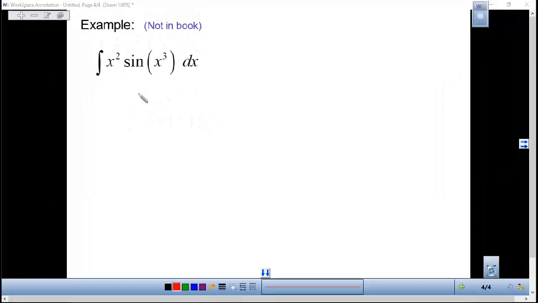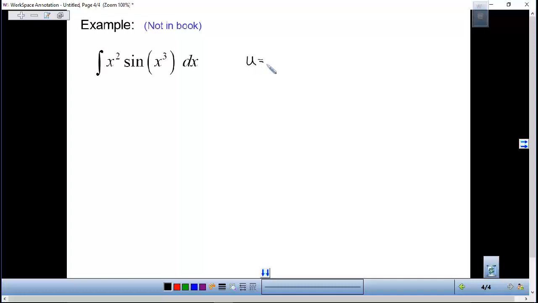All right, so this one, let's do it. And once again, we're going to look for what's inside of another function. And we've got x cubed here inside of the sine function. So that's probably going to be a good choice for us to try with u.